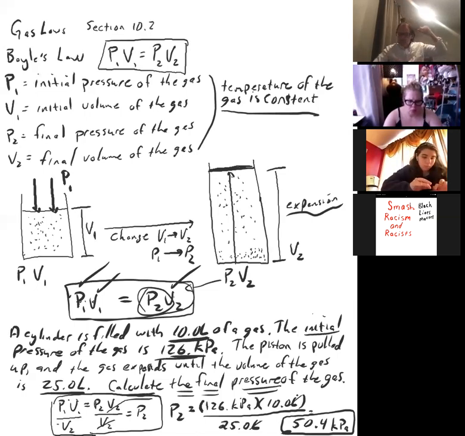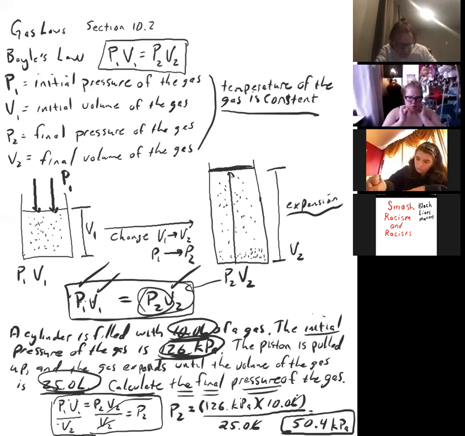And again, think about it. If you push gas into a container, the pressure will rise. Same thing, if you make the gas get into a smaller container, the pressure will rise. Looks like we should have 3 sig figs because all the numbers that are given have 3 significant figures. 1, 2, 3, 1, 2, 3, 1, 2, 3. So 50.4 looks like a good answer for the number of sig figs.